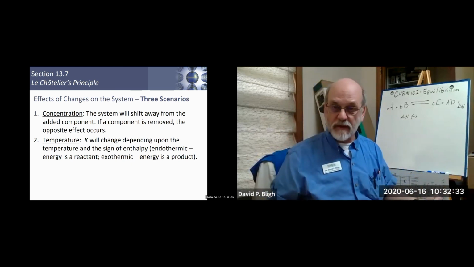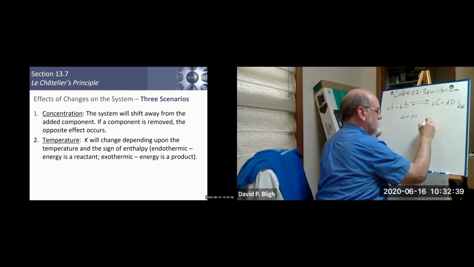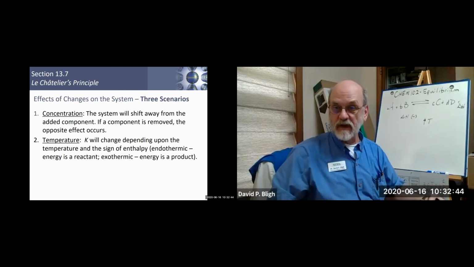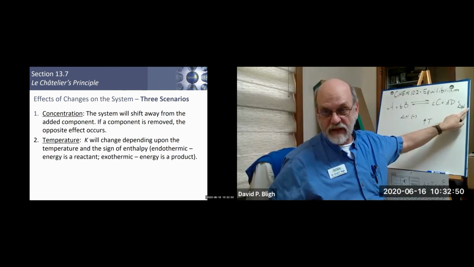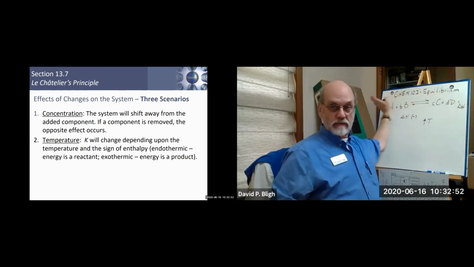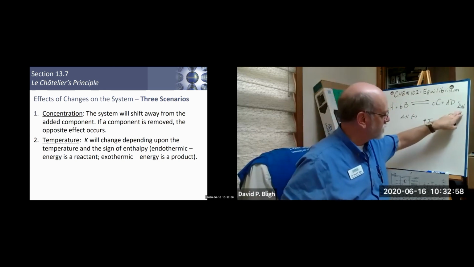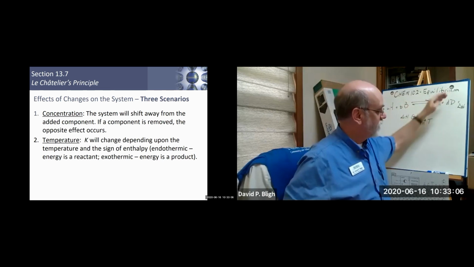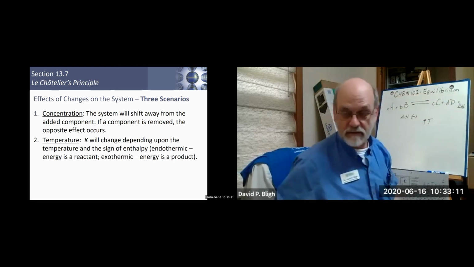Well, if it's exothermic and you increase the temperature, you're adding energy to the system, which is in effect adding heat to the product side. So that favors the reverse reaction. And this is for exothermic only. You increase the temperature, you're adding heat, it shifts back to reactants. If we decrease the temperature, then we're removing that component from the product side and it shifts back to products.